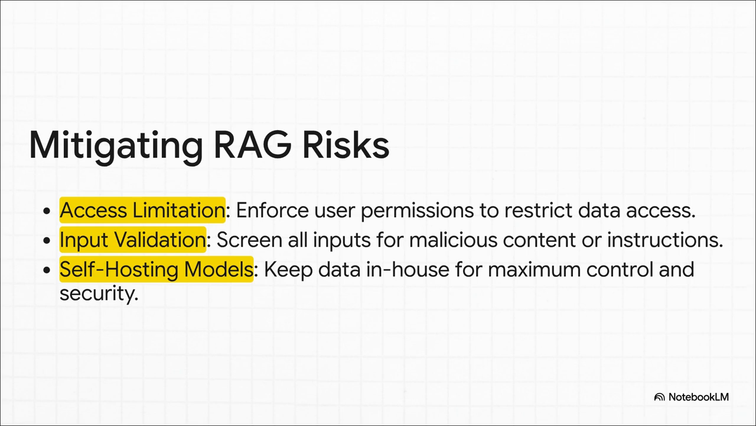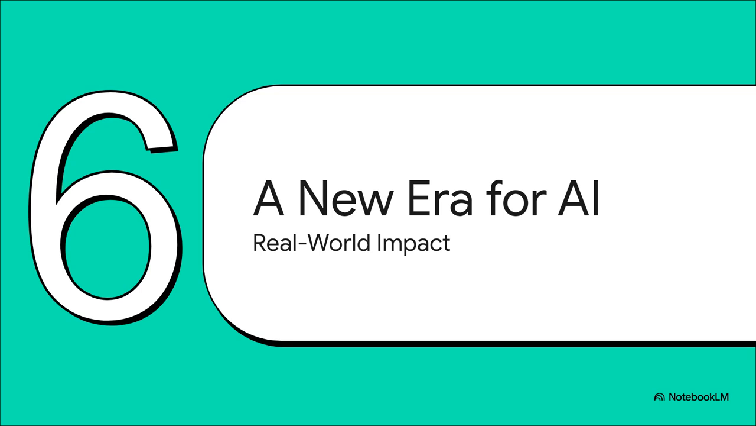Thankfully, people have thought about this, and there are ways to fight back. We're talking about best practices like super strict access controls so people only see the data they're supposed to. You also need really tough input validation to screen out any malicious junk. And for the highest level of security, some companies choose to self-host the AI models, keeping all that sensitive data safely behind their own firewall.